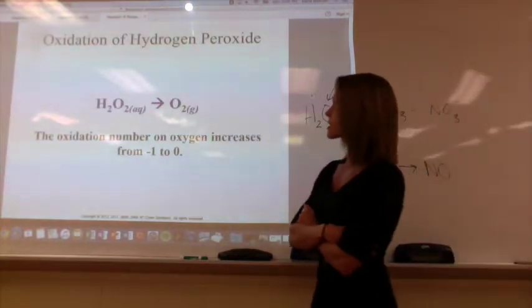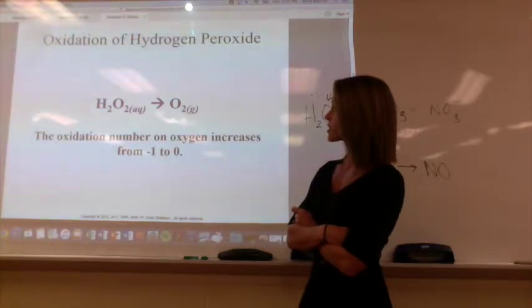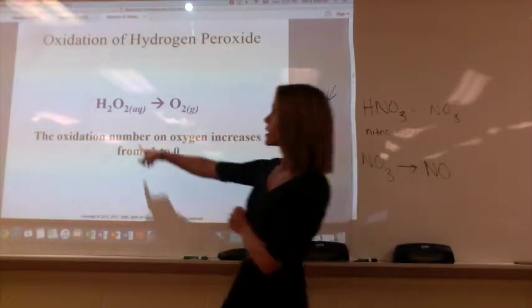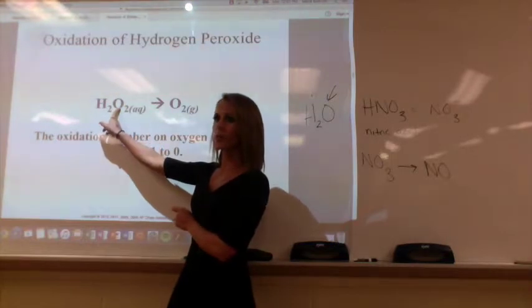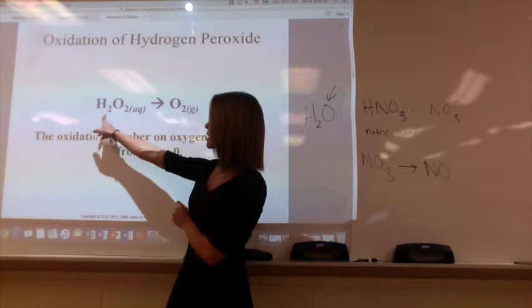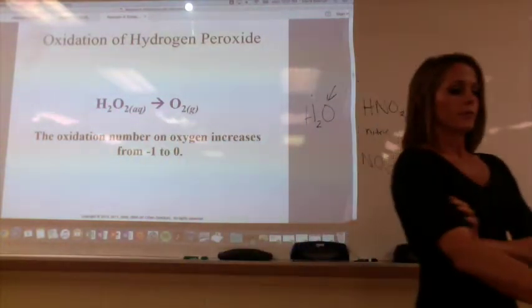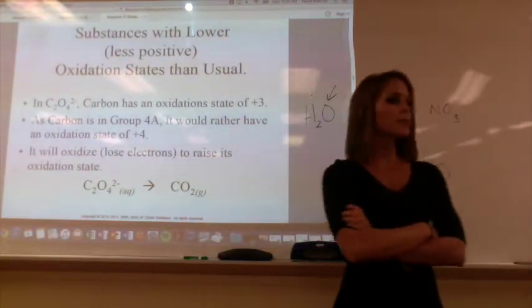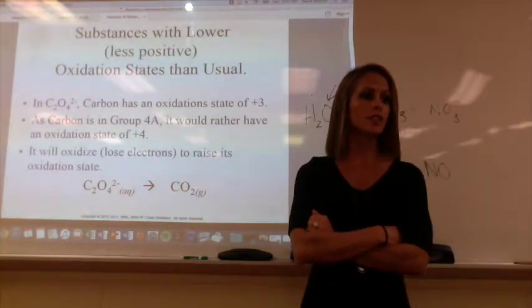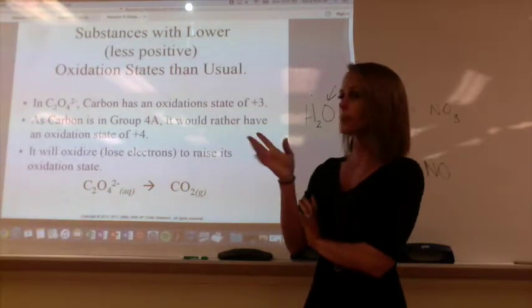Oxidation of hydrogen peroxide: the oxidation number on oxygen increases from a negative 1 to a 0. We know that peroxide is O2 minus 2, so it's a negative 1 here, right? So your oxygen goes from a negative 1 to 0. Substances with lower, less positive oxidation states have to do with this. There's a few of them.